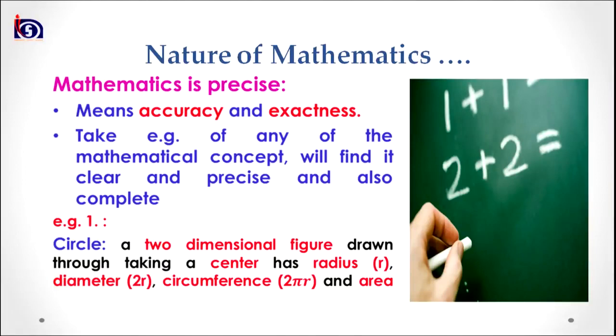There is an example of a circle. A circle can be defined as a two-dimensional figure drawn by taking a center. It has a radius which can be referred to as r. It also has a diameter which is twice r, that is 2r, a circumference which is expressed as 2 pi r, and an area which can be expressed as pi r square. Isn't it a complete definition of a circle?